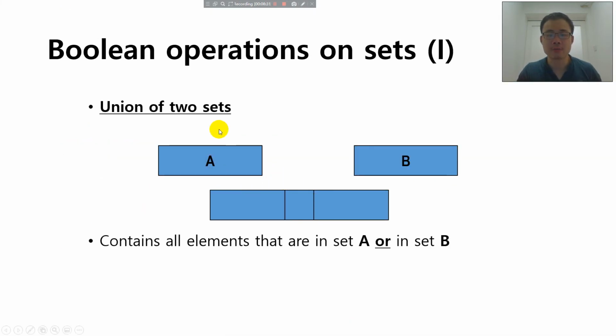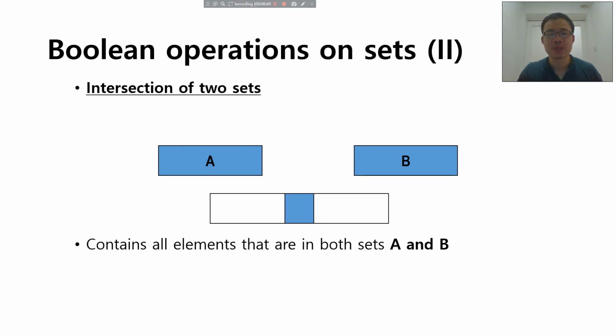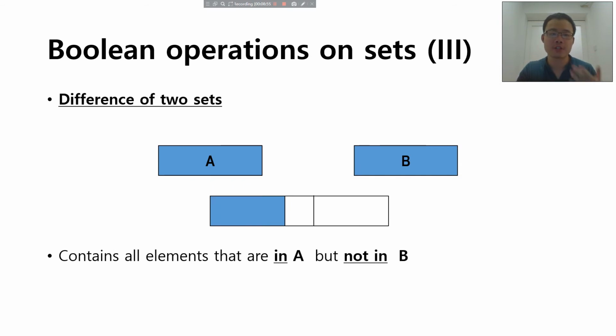If you use the union operator on A and B, it's going to combine A and B and eliminate the duplicate parts existing in both set A and set B. You can also have the intersection. The intersection of two sets will give you only the values that exist in both A and B. Or the difference of two sets. You can create a set that contains all elements that are in A but not in B, or in B but not in A.